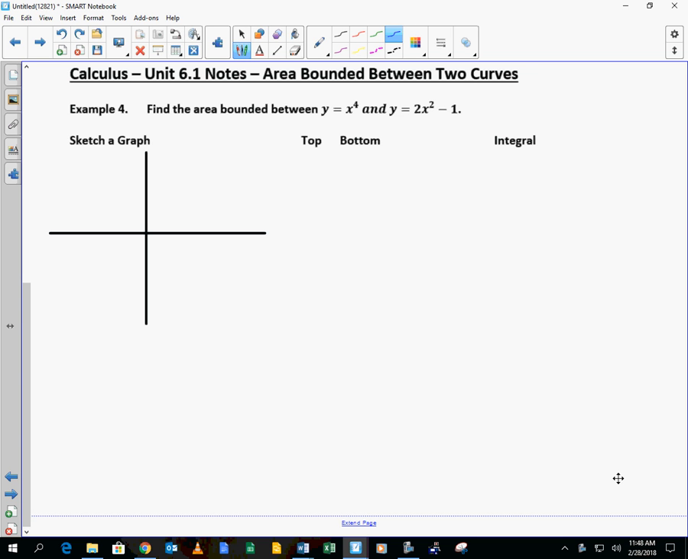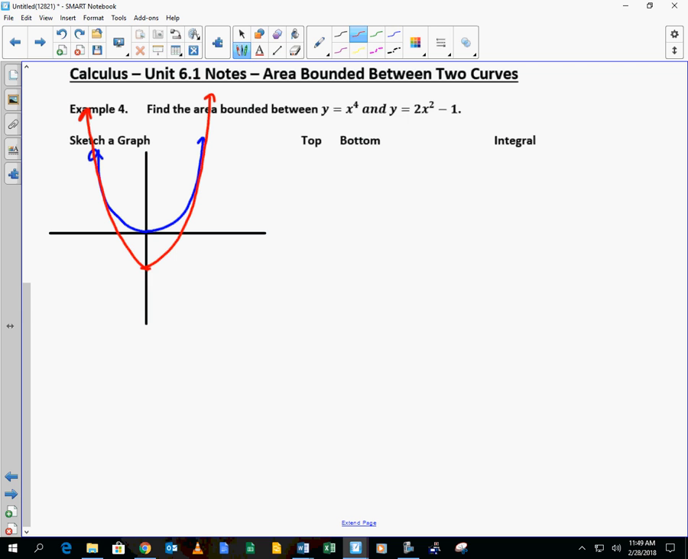So it says find the area bounded between y equals x to the fourth and y equals 2x squared minus 1. X to the fourth looks like this. It's like a parabola, but it's shallower on the bottom. And then 2x squared minus 1, I happen to know that this parabola actually comes up and touches tangent to the side. And we're going to confirm that for you.